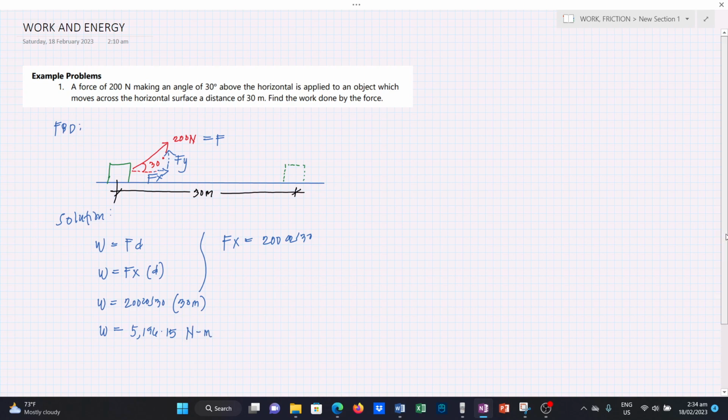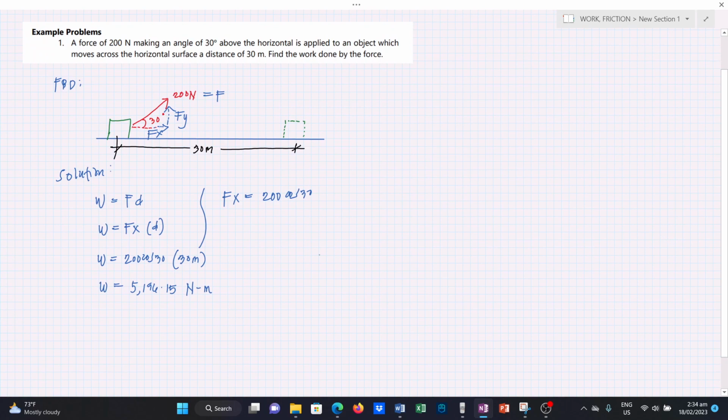Di ba parang moment, no? Newton meter. And tatandaan nyo, class, na yung Newton meter na to is also equivalent to joule, which is denoted as letter J. Okay? So, wag nyo kakalimutan, class. Therefore, work is equal to 5,196.15 joule. Okay? So, sometimes, pwede tayong gumamit ng Newton meter as the unit, pero usually, kapag work ang pinag-uusapan natin, dapat naka-joule siya. Okay? Joule yung unit natin. Letter J.